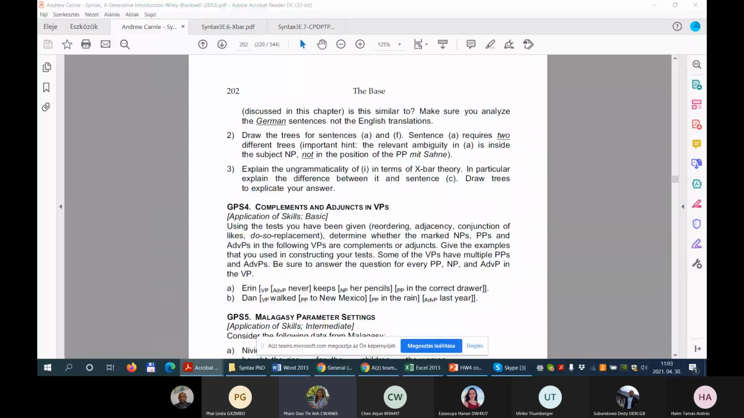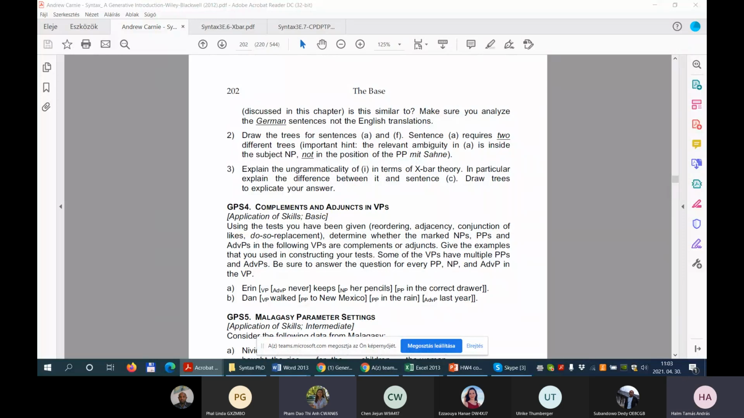the first one is a test of do-so replacement, and never works with this test. So for example, we had the sentence Erin never does so. So it's fine. So it should be an adjunct. However, if I apply another test, it's called adjacency and reordering. I put never far from the verb keeps and its object.